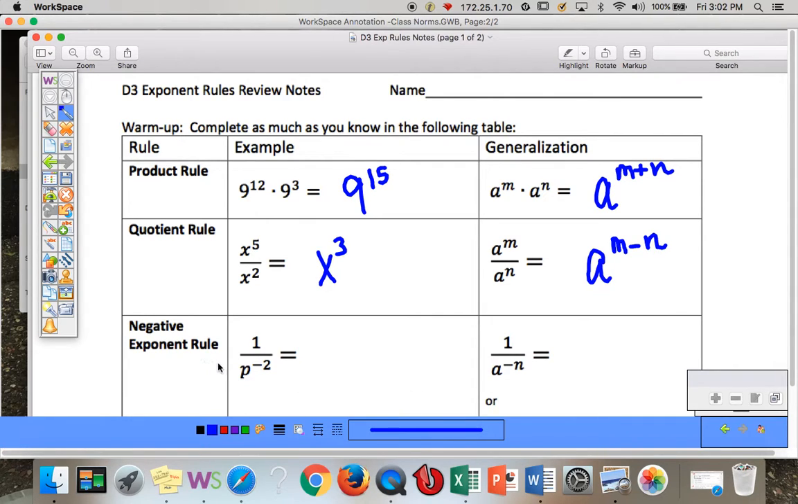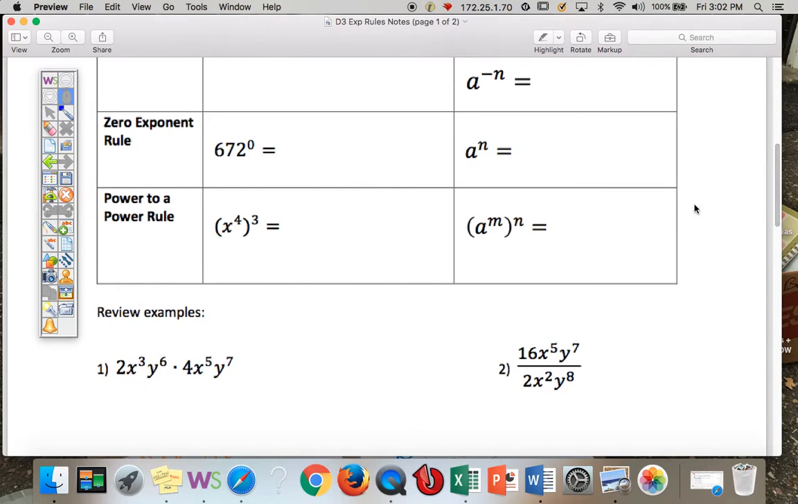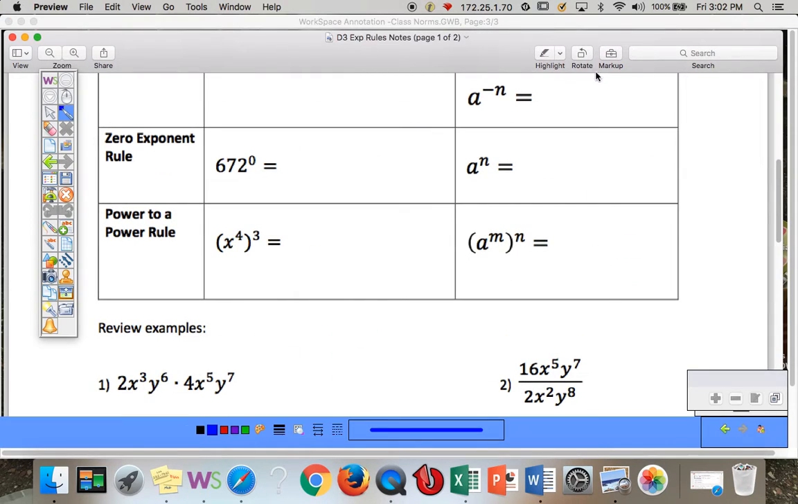The negative exponent rule: if it's negative on the bottom of the fraction, the denominator, you can flip it to the top and make it positive. So this would be a to the n power. If it's negative on the top, you could flip it to the bottom and make it positive. So that's down here. If you have a to the negative n power, you can make it positive by writing it as 1 over a to the n power.